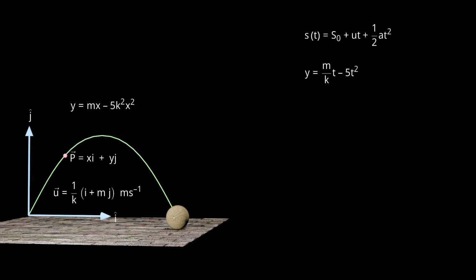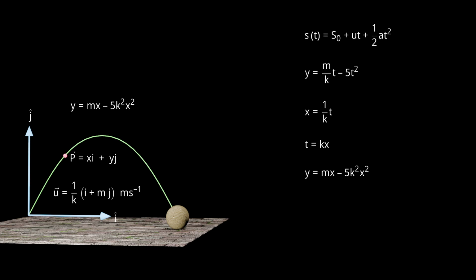Next, we follow a similar approach to express the displacement in the horizontal direction. The initial displacement is 0, and the initial horizontal velocity is provided in the question. Since there is no acceleration in this direction, the motion remains uniform. This gives us two equations in terms of time. From the second equation, we can express time in terms of constant k and x. Substituting this expression for time into the previous equation allows us to express y in terms of x.